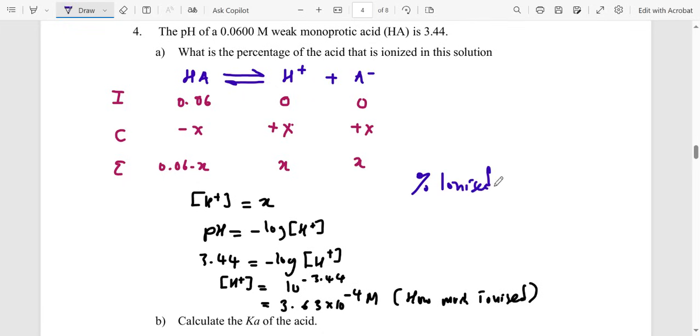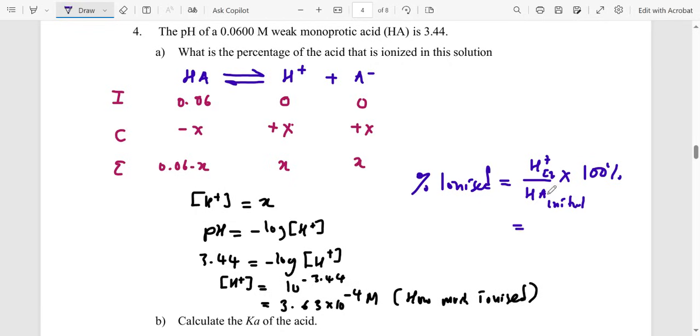or the percentage of the acid that was ionized, you get the concentration of the hydrogen at equilibrium. You divide by the initial concentration of the acid. Actually, not really the initial concentration. What you get is the concentration at equilibrium, but you divide by the initial concentration because you're considering what has ionized, okay? And then you multiply by 100%. So this is initial, and this is at equilibrium.